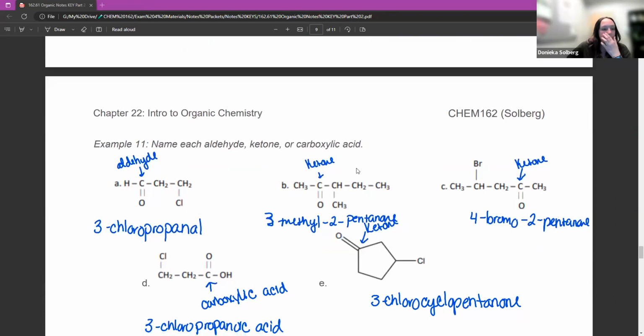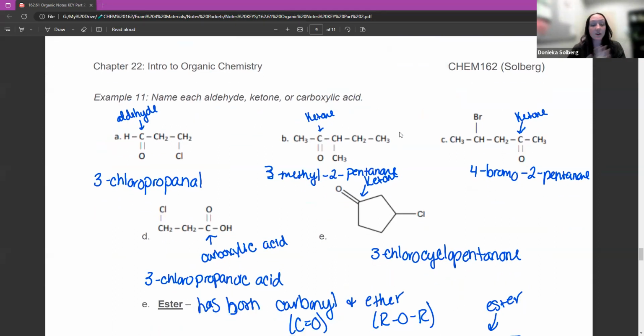Okay, so we're going to name each of these. Name each aldehyde, ketone, or carboxylic acid. So you have to identify the group and then you have to identify the name. If you want to go ahead and try by yourself, go for it. Okay, I am going to talk through these now.